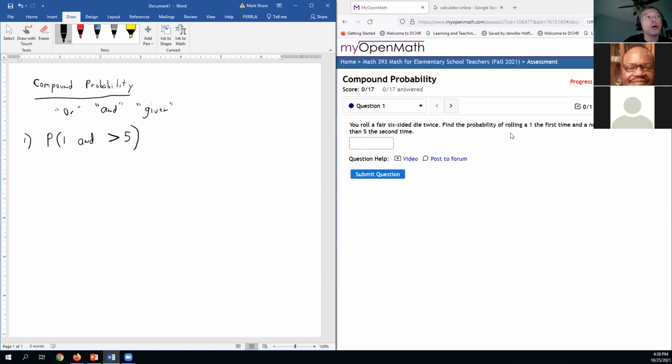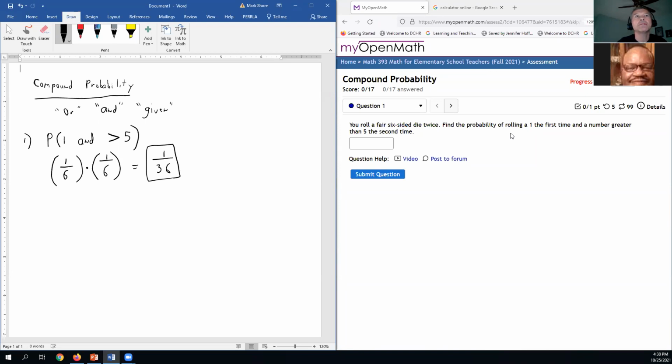The probability of a 1 on a die is 1 out of 6. There are 6 sides. Now, the probability of a number on a die being greater than 5 is also 1 out of 6, because there's only one number greater than 5, and that's 6. You can't count 5 because 5 is not greater than 5. Since these are independent, which means the result of one doesn't affect the other, you just multiply these together. So 1 times 1 is 1, and 6 times 6 is 36. That would be the answer to that problem.